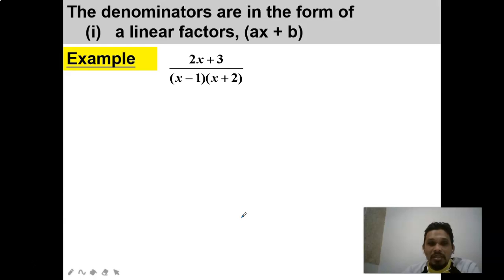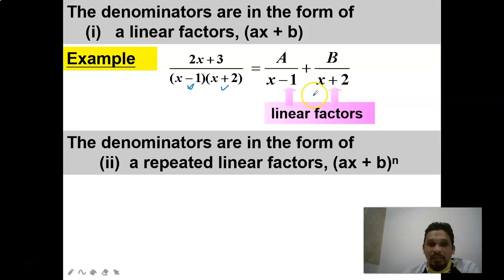Example: denominators in the form of linear factors. You can see here the denominators in the form of linear factors, x minus 1 and also x plus 2. So we separate this and put the numerators with the alphabet A and also B. Linear factors.